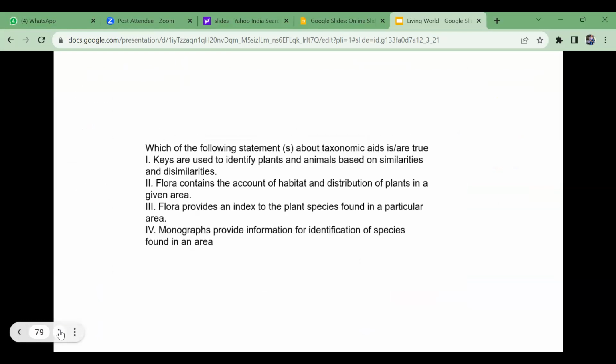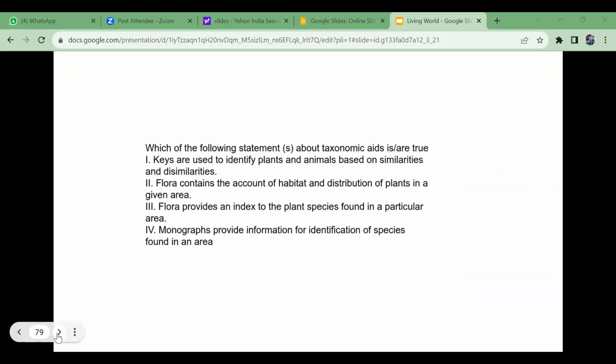Monographs provide information for identifying the species found in an area. That is wrong. It is not found in an area. It talks about any one taxon. So 1, 2, 3 are correct and the fourth one is wrong. Okay, yes.